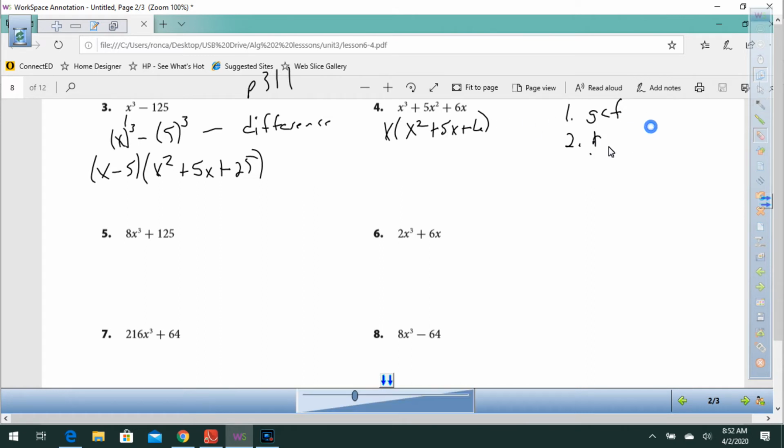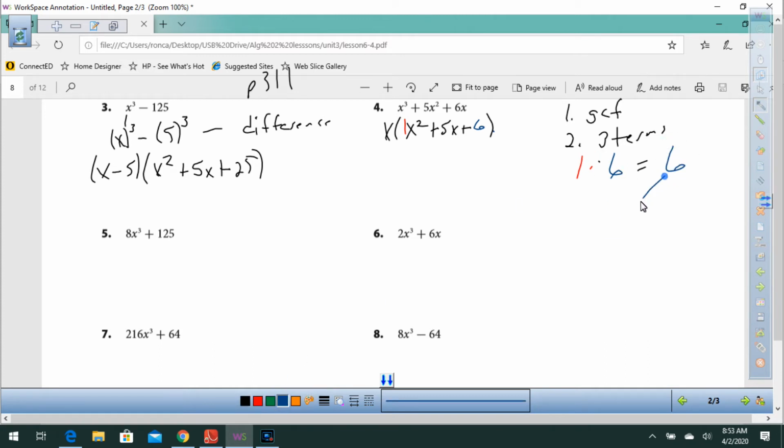Let's see, how many terms? 3 terms. We'll just write it there. Okay, remember how we did this before? 1 times 6, and we got a 6 here, right? 1 times 6. Now, they are both positive, right? 1 times 6 is 6. So what are the factors of 6? We got 1 and 6, and we have 2 and 3.